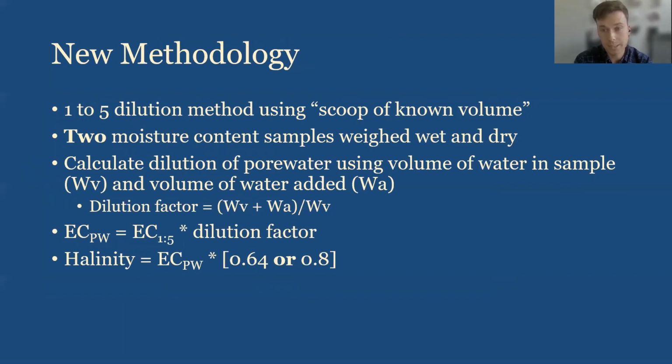I proposed and tested a new methodology that basically follows the 1:5 dilution method, but includes a couple extra steps so that data can be reported in terms of halinity, which reflects the actual condition of the soil pore water. We used moisture content measurements to determine the volume of water in the sample, and with that, we could calculate how much the pore water had been diluted. That dilution factor allowed us to convert from diluted conductivity to pore water conductivity, and then conversion factors in the literature were used to go from pore water conductivity to pore water halinity.